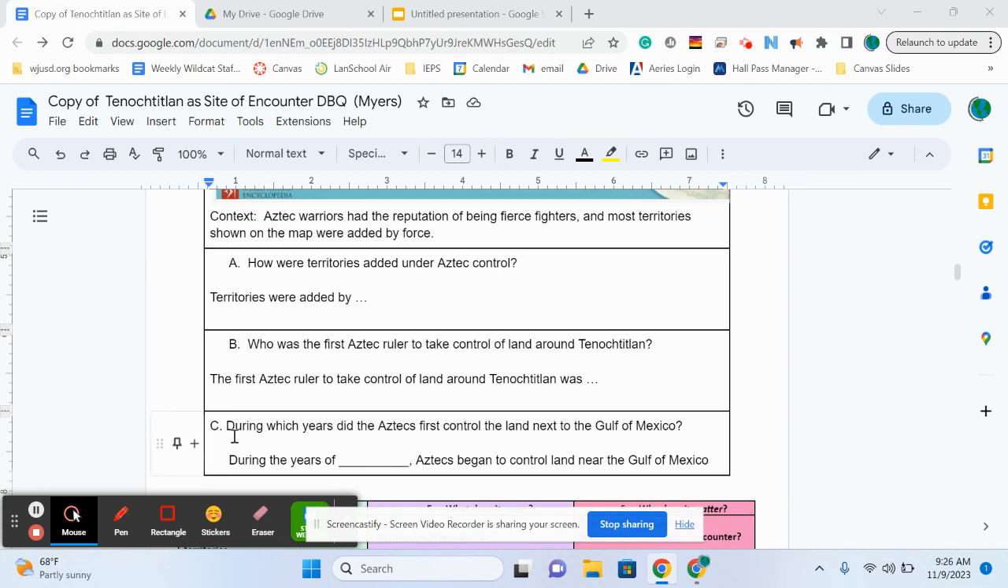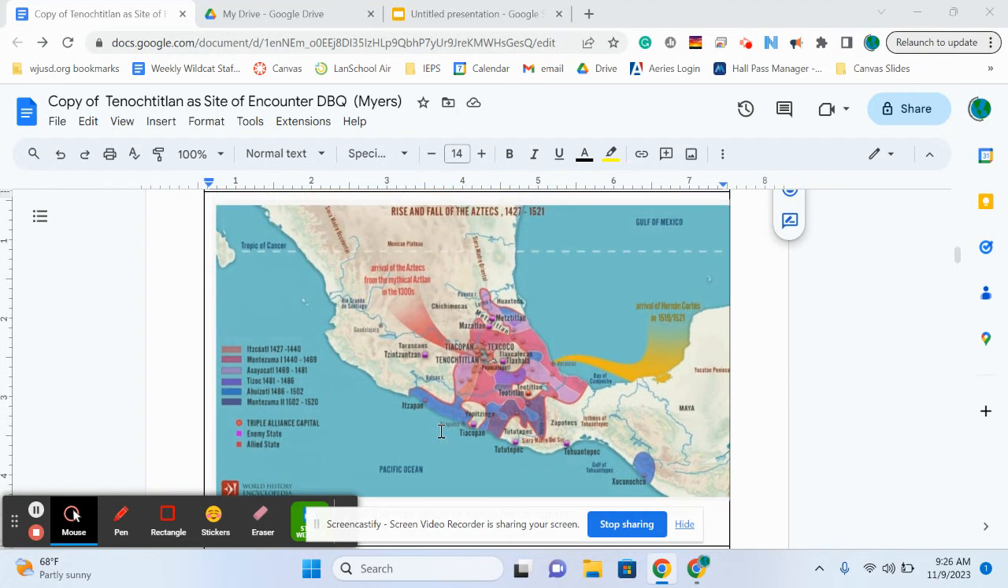All right, question number 3. During which years, so this time we're talking about years, during which years did the Aztecs first control the land next to the Gulf of Mexico? So if I come back up, I can see that this right here is the Gulf of Mexico. And again, it's asking for the first. So I'm going to look at my colors. I've got this pink. I've got this light purple.